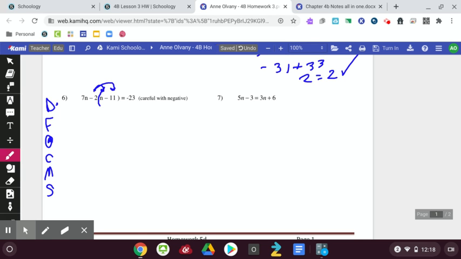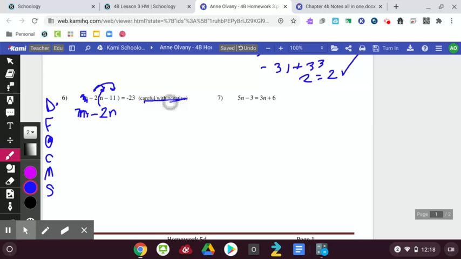That does not include this 7n. The 7n is not right next to that parenthesis. So I'm just going to kind of bring the 7n down and pretend it's not there. I'm just going to deal with it down here. Then that's a negative 2 times n, which is minus 2n.